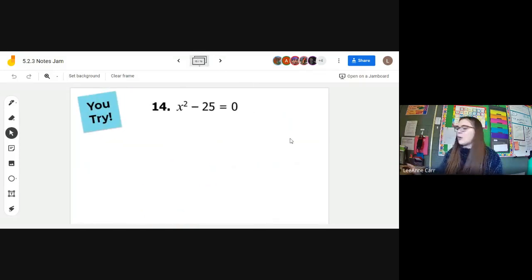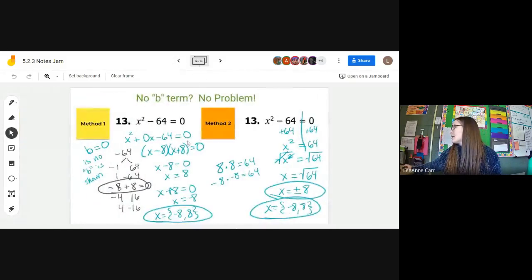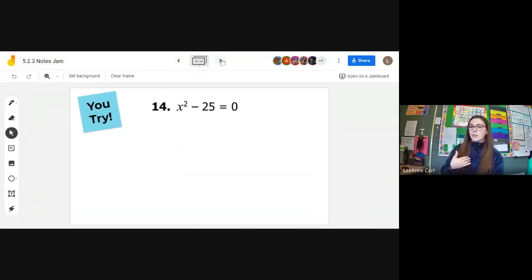Let's go into frame 15. I want you guys to try this. So frame 15, you are choosing either one of those methods. I don't care which one you choose. The first one was filling in a 0 for B. The second one was doing our square root. That is personal preference. I usually use method 1, but if you don't, it's up to you. I'll give you guys about a minute here, and then again, I will be calling on people, so make sure you're ready.